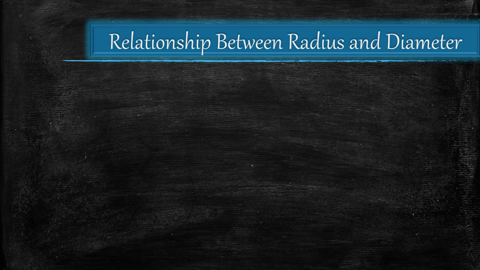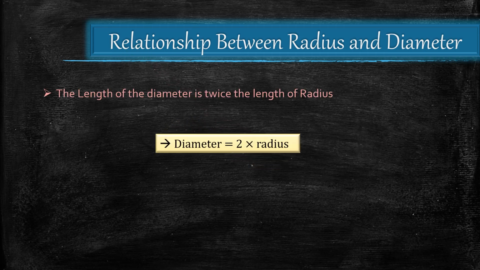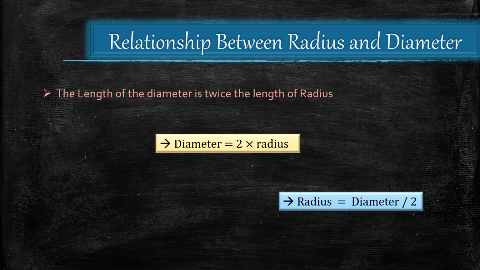Relation between radius and diameter. The length of the diameter is twice the length of the radius, which means diameter is equal to 2 times the radius, and the radius is equal to half of the diameter, or diameter divided by 2. Now let us see how to construct a circle with the help of radius.